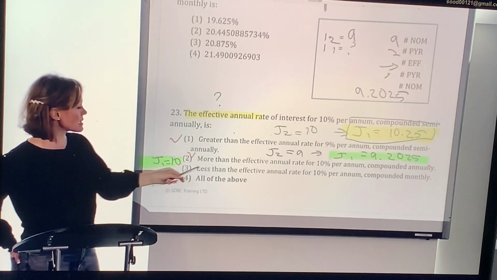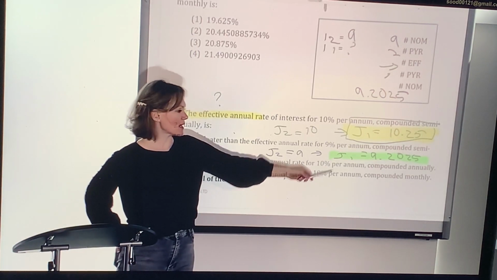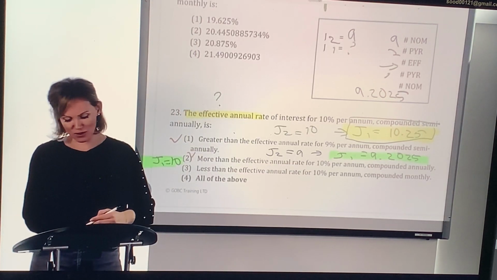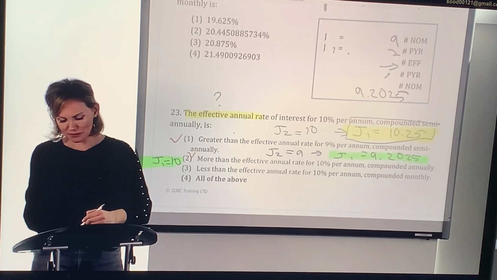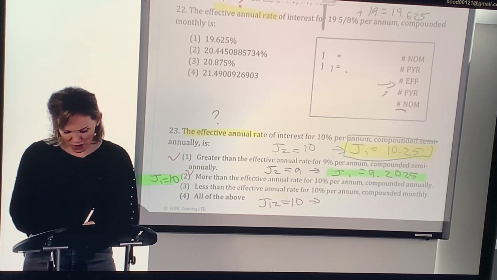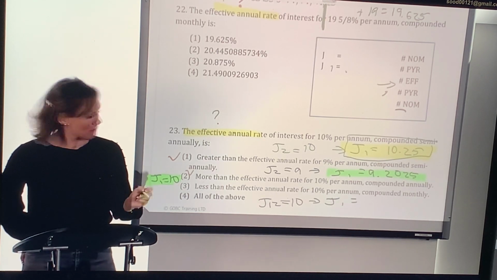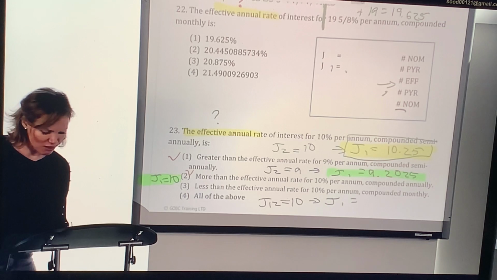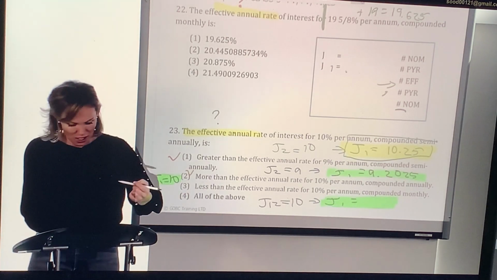And option 3, it says it's less than the effective rate of 10% compounded monthly. So we have to take that monthly. So much work. So we have to take this monthly rate of J12 equals 10%, convert it to J1, and then compare that. Okay, so let's see what happens here, because I want to take this one now and compare it to the last one. So how do I do this?